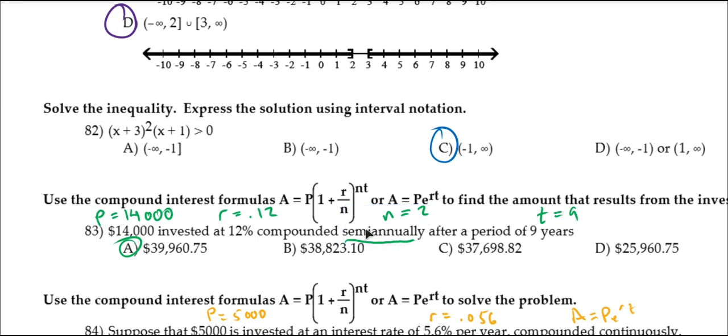Here they say it's semi-annually, which means that our N, or number of times we compound per year, is equal to 2. We might also have things like quarterly, which is 4 times a year, annually, which is once a year, monthly is 12, and so on. We're going to have a period of 9 years, so we know our T is equal to 9.